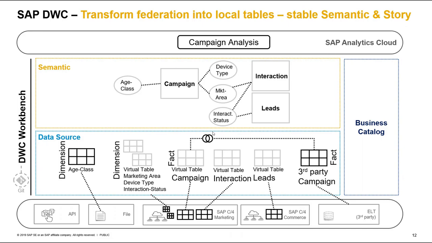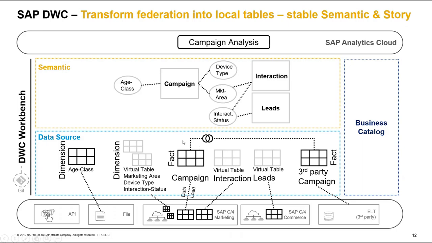Jane connects with Peter from the IT department to optimize the access to the campaign interactions and the lead data. As we speak, this is still based on a virtual table, like a federated access to the remote systems. Peter logs on to Data Warehouse Cloud and automatically transforms the remote access, like the federated access, into a local table access using Data Warehouse Cloud.